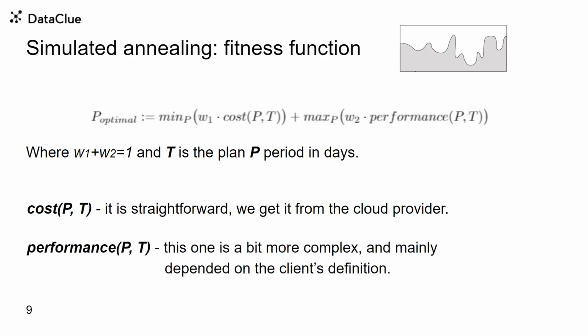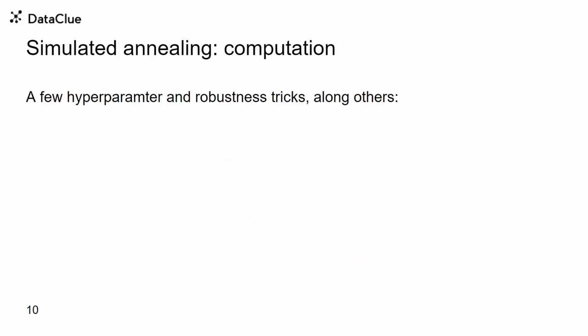On the other hand, we have performance(P,T). It's a bit more complex, and I cannot provide a simple example for it, because it's mainly dependent on the client's definition. Performance can be how quickly you answer a query, or how easy it is to get a really complex ML algorithm to run on the data, or to gather the data, and something like that. It's a wide range of uses, and it will be hard to say a specific performance. It's mainly dependent on the client's definition.